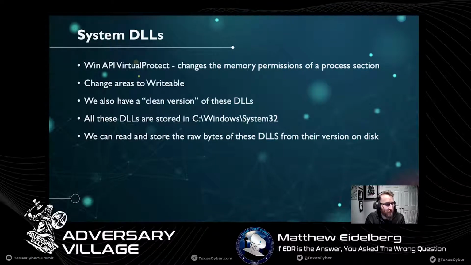We can use a Windows API called VirtualProtect. This allows us to change a process's section of memory. We can do anything, including change it from read-only to writable. But what's great is that we also know a clean version of these DLLs, which are sitting in C:\Windows\System32. So if we take those DLLs on disk and write them to those sections of memory that we've now changed to writable, we can overwrite the hooks and still keep the system DLL in there, basically overwriting the contaminated or hooked DLL.